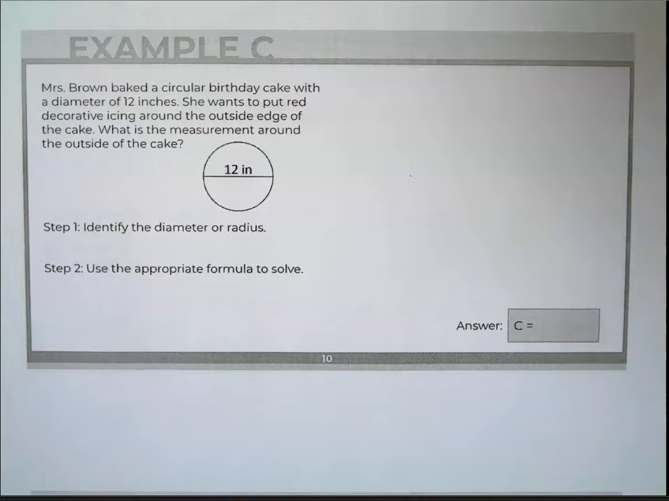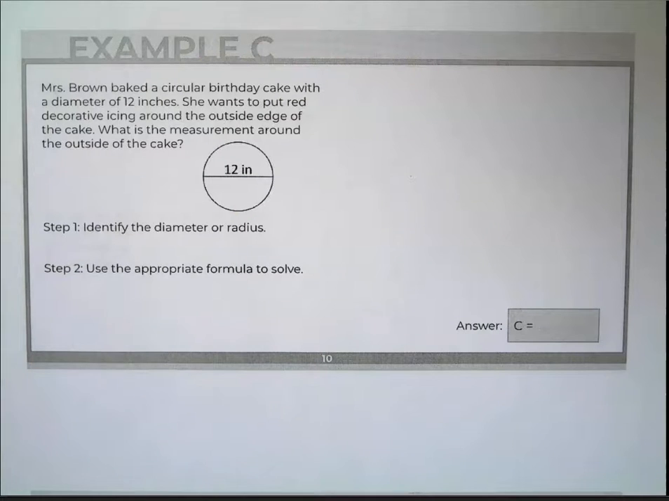All right, here's example C. This one we have a word problem. It still has a little picture, but sometimes they won't. Mrs. Brown baked a circular birthday cake with a diameter of 12 inches. She wants to put red decorative icing around the outside edge of the cake. What is the measurement around the outside of the cake?